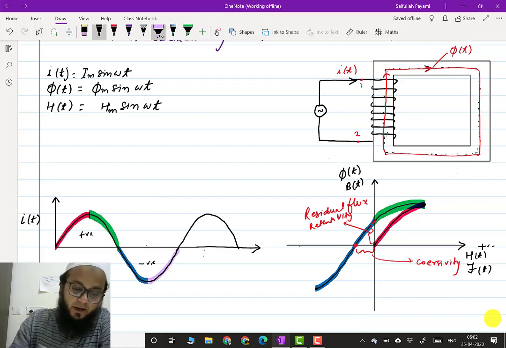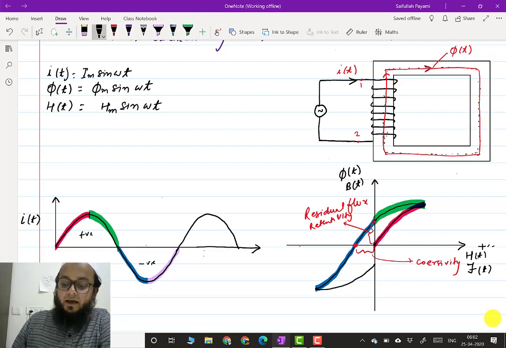So similarly, the flux in the negative direction will also try to reach zero, but obviously it won't trace the initial path. Rather, it will have some hysteresis, some backlog. And in the negative direction, we will be having some residual flux here. So residual flux in the negative direction.